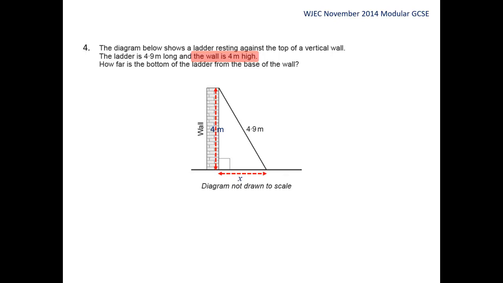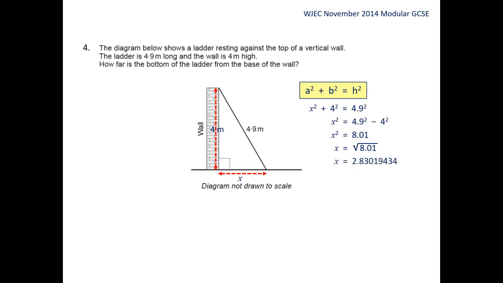There's our right angle triangle. Where's the hypotenuse? There it is. So we'll write a squared plus b squared equals h squared. So we've got x squared plus 4 squared equals 4.9 squared. And now we just move the 4 squared like that. Work that out on a calculator. 8.01 square rooted. And there we have it. 2.83019434, 2.8 to 1 decimal place. And there we have it.